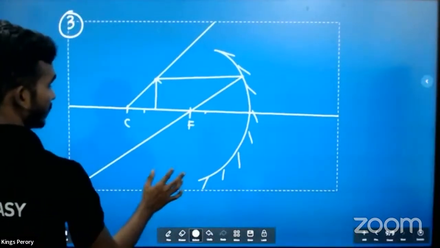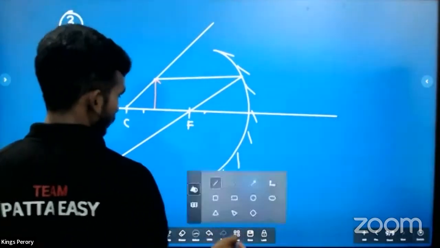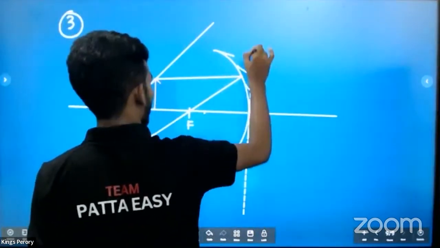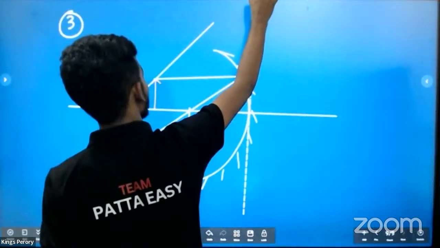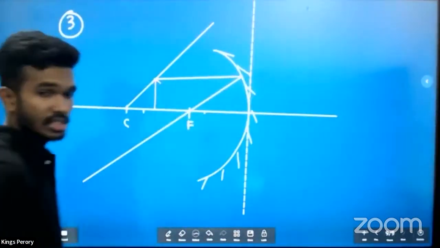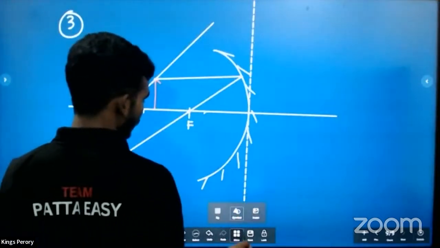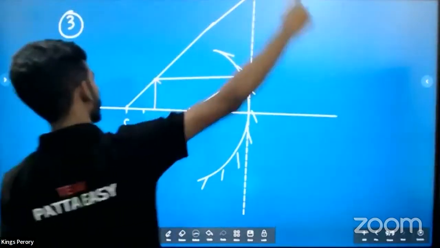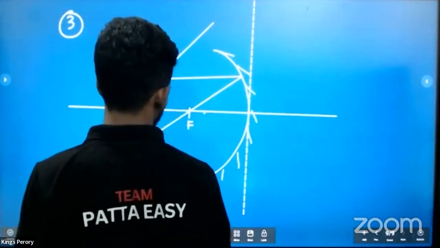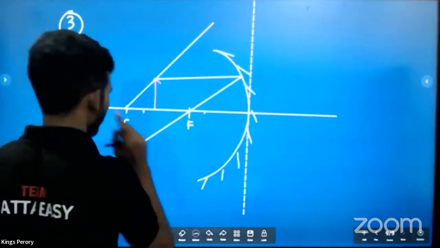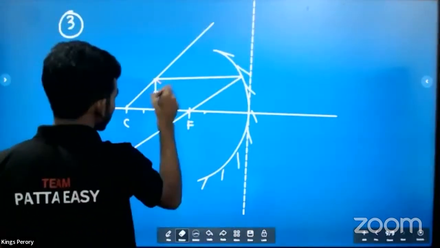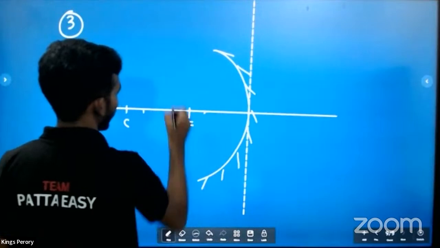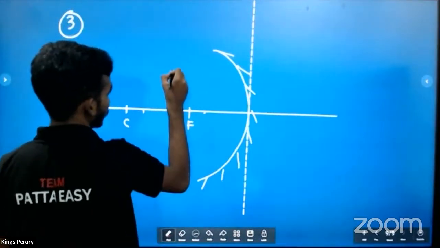In these kinds of situations, what we do is draw a dotted line from the center. We consider this our curved mirror. So we do the reflection on this dotted line, and keep on going. That's how we do it, to make things easier. I'll keep the object somewhere here between F and C.